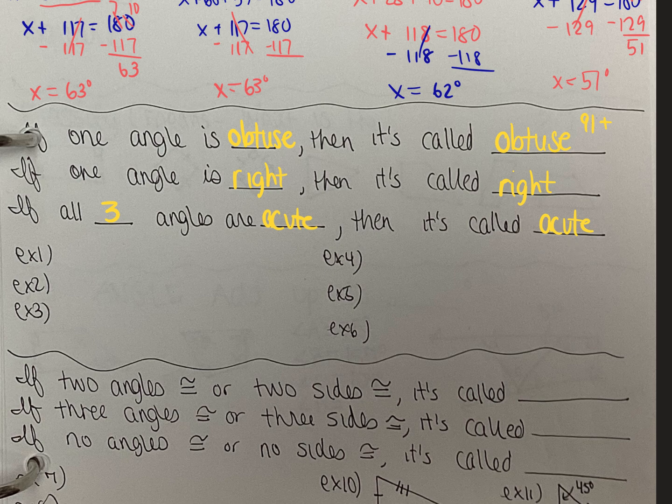All right, I'm going to give you three numbers and you're going to give me a name. I'm going to go 60, 70, and what would the other one have to be? 50. 60, 70, and 50. Are any of them greater than 90? Nope. Are any of them exactly 90? Nope. So we're down to our last one, which is acute. Okay, try this one.